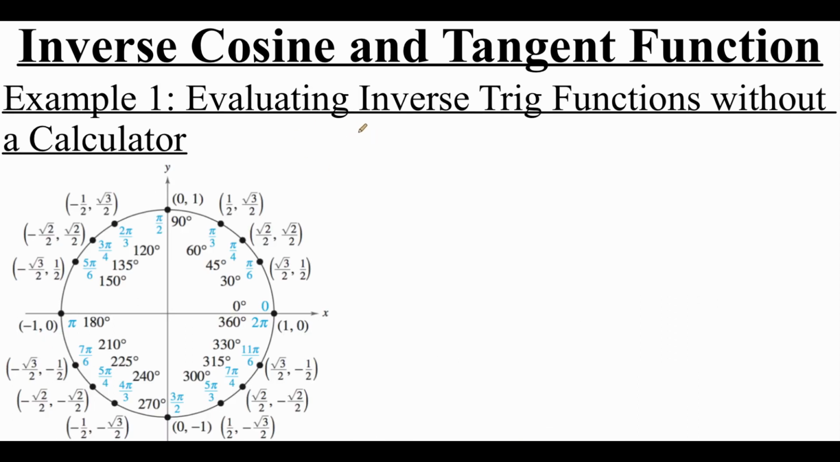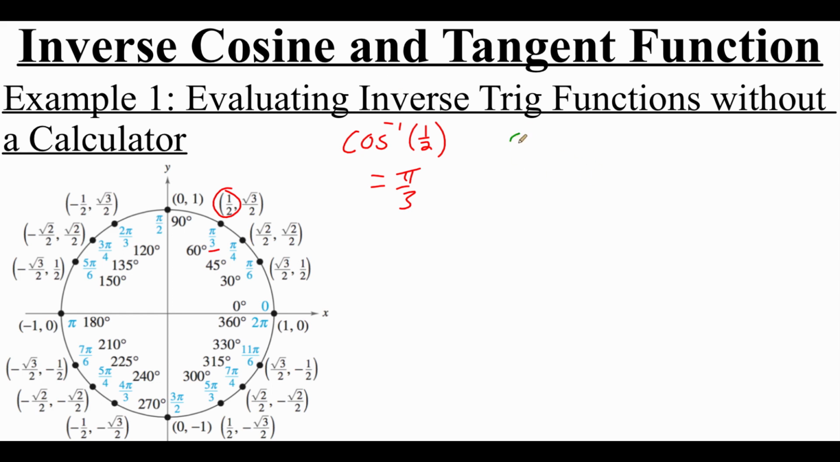So let's say I wanted to evaluate the inverse cosine of 1/2. As we're looking at our unit circle, cosine is the x value, and we said we were going to look at the top half of our unit circle when we're doing the inverse cosine. So we're looking for an x value of 1/2 on the top of our unit circle. I see that x value of 1/2 right here, and that's the angle pi/3. So the inverse cosine of 1/2 is pi/3.